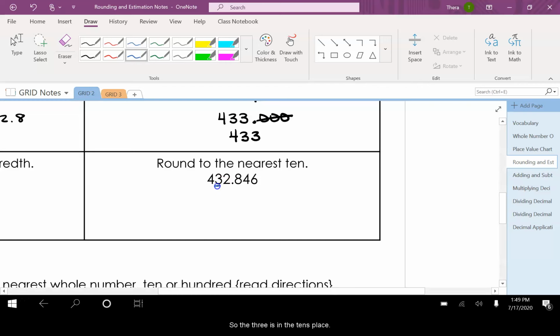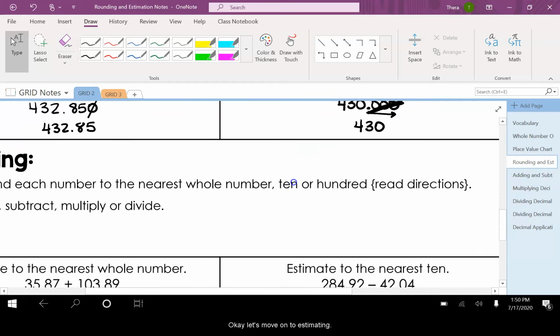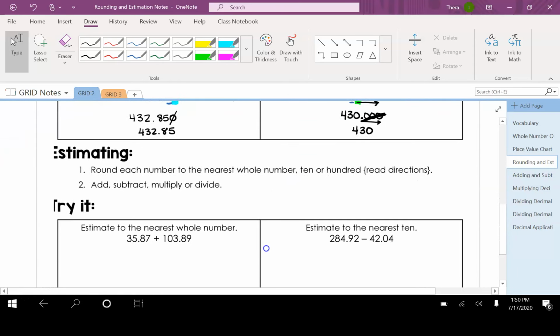Our last one that we are rounding, we round to the nearest 10. So the 3 is in the tens place. The 2 is the digit we're looking at. And that 2 tells us that it needs to stay the same. So we have 403, and all of these become zeros. And now remember, these zeros, they are after the decimal, so they can be eliminated. This 0 before the decimal cannot. 430.